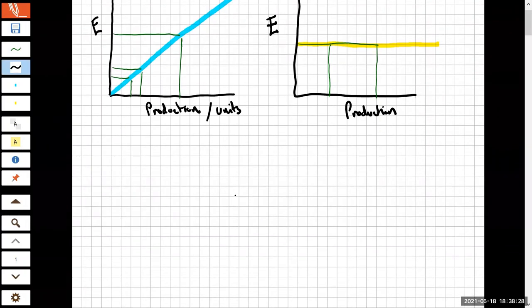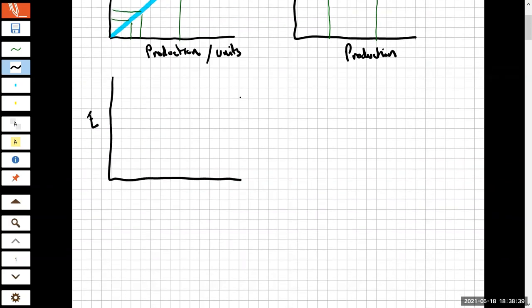Okay, so my next question is, what is this type of cost? So we've got cost here and we've got production in units. I'll get a new color just to keep it all snazzy. What type of cost is that? Yeah, mixed or semi-variable, brilliant. Thank you, Kelly.